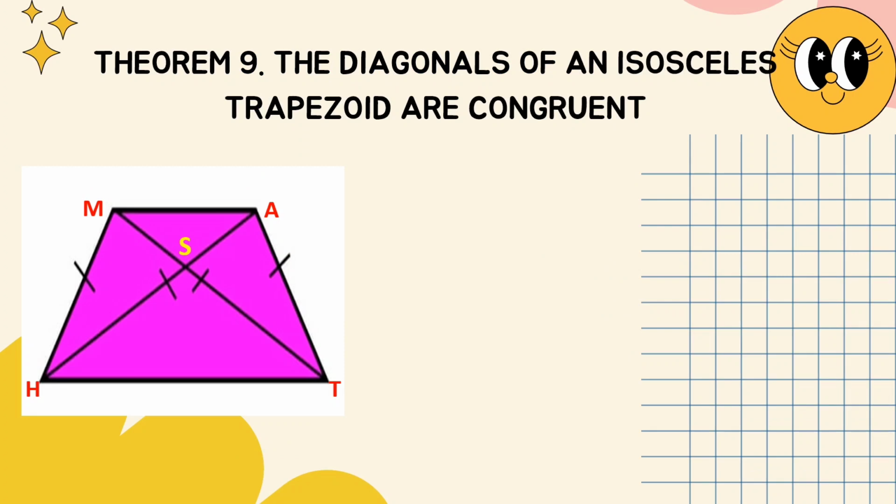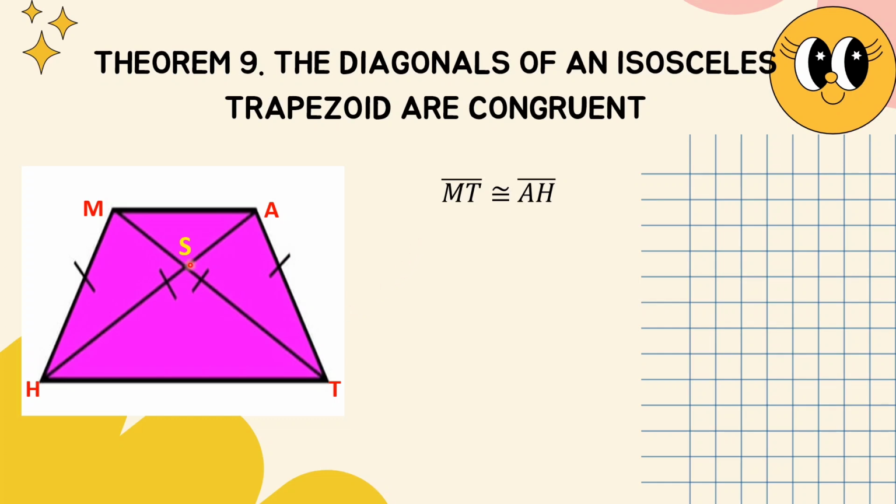Now let us proceed to theorem number 9, that the diagonals of an isosceles trapezoid are congruent. So based on the figure, we have isosceles trapezoid MATH. The diagonals are line segment MT and line segment AH. So based on theorem number 9, line segment MT is congruent to line segment AH. So diagonals are congruent. This is an isosceles trapezoid.